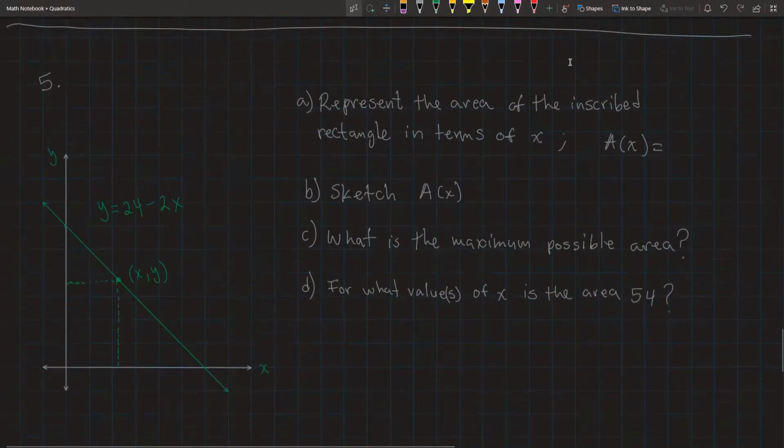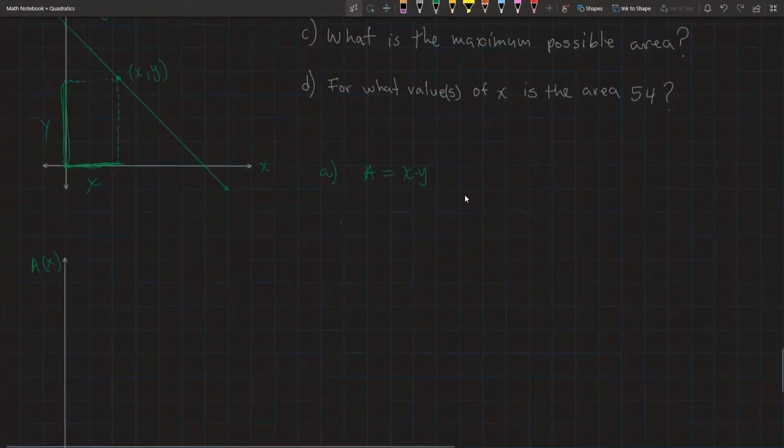So again, we still want to represent some area. And I do want you to think this is still the x value, and this is still the y value. So the area is going to be x times y. But this is not in terms of x. We want it in terms of x. The x is fine. What's not fine is the y. We want to replace that.